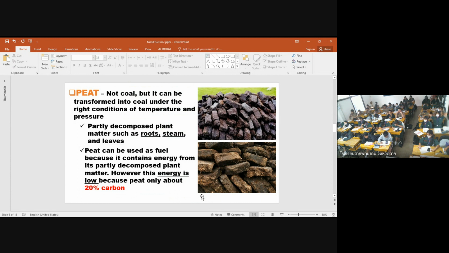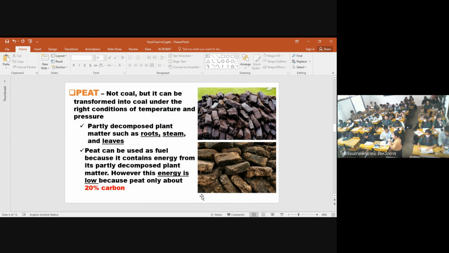Again, this one is not a coal. Peat is not a coal. These are partly decomposed matter such as your roots, stem, and leaves. So these are the decomposed, dead plants. This is the example, which came from your roots, stem, or leaves. Peat can be used as fuel.